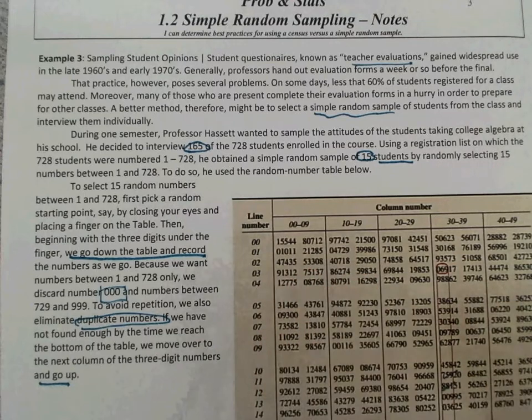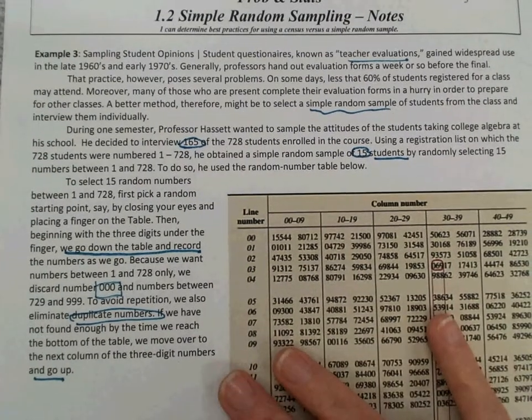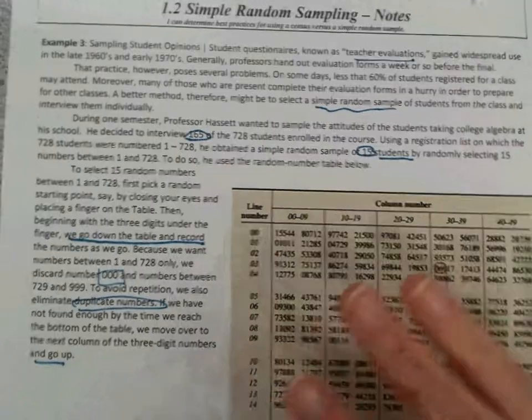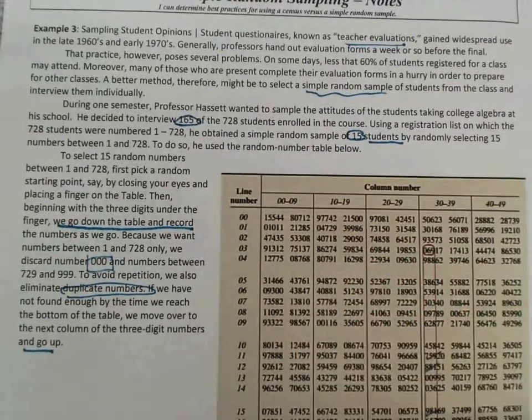And this is a common method used for simple random sampling for our purposes. Again, it's called using a random number table. And so we've seen a couple examples of how that works.